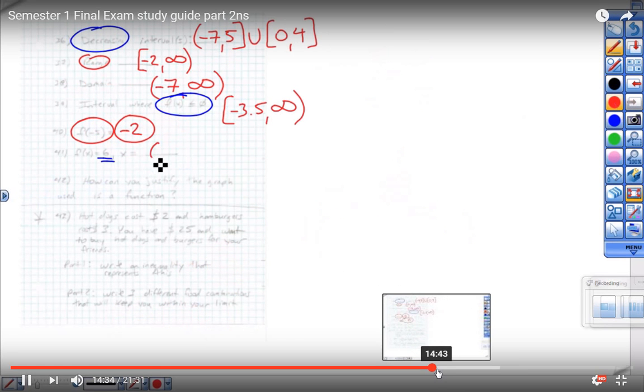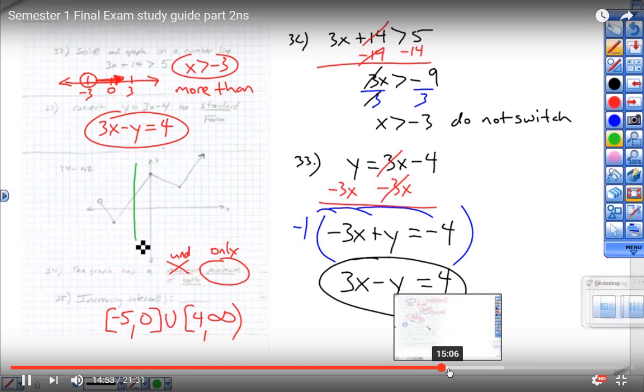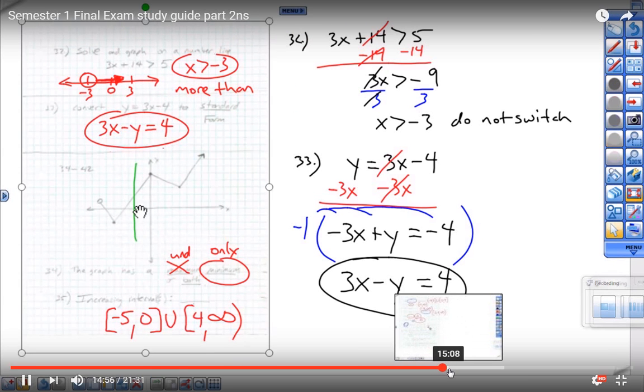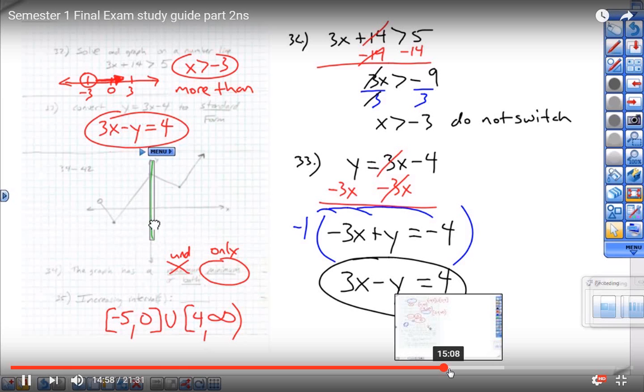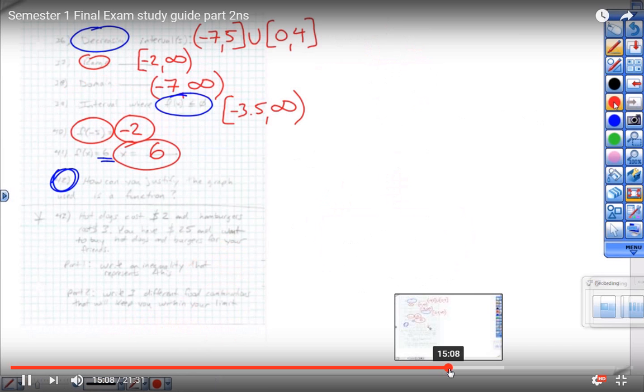The last problem, number 42, says, how do you know this problem is a function? I'm going to have you do the vertical line test. If you could run a vertical line through your graph and it only touches it in only one place all the way through, that means for every input there is only one output. For a function to be a graph, every input only has one output. A vertical line touching a graph in only one place shows for every input there is only one output.